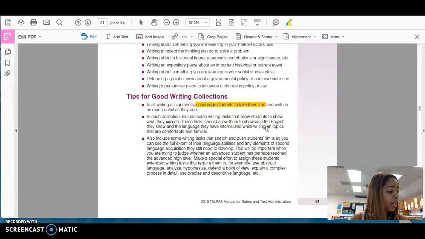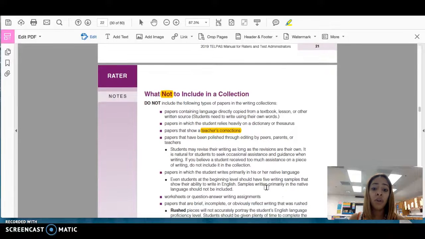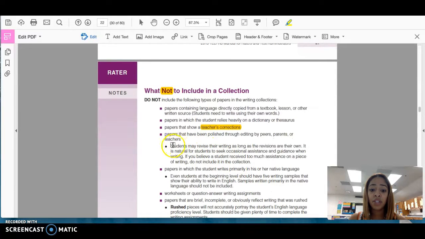And moving on to the next page, speaking of revising and editing, what cannot be included in the collection is papers that show teacher corrections. Now, although the teachers are not allowed to correct it, it says right here that students may revise their writing as long as the revisions are their own. So to me, that's saying, okay, we should be encouraging them to go back and read it again and even read it out loud. And recently, I've asked some students to rewrite some of their TELPAS writing samples from last year, just showing how much progress they've made.